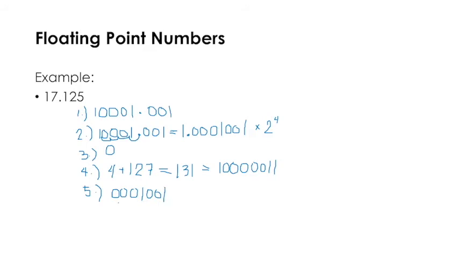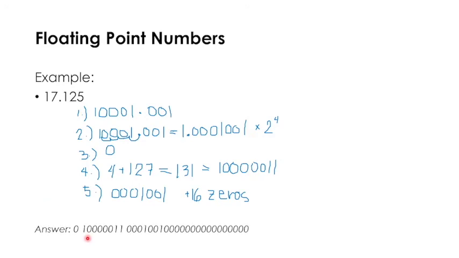Right now, the mantissa is 7 bits, but we need it to be 23 bits, so we will be adding 16 zeros to it. 16 zeros. And our final answer for this will be this one. So this is our sign bit, which is 0. So this is our exponent bits from this one. And this is our mantissa, together with the 16 zeros.